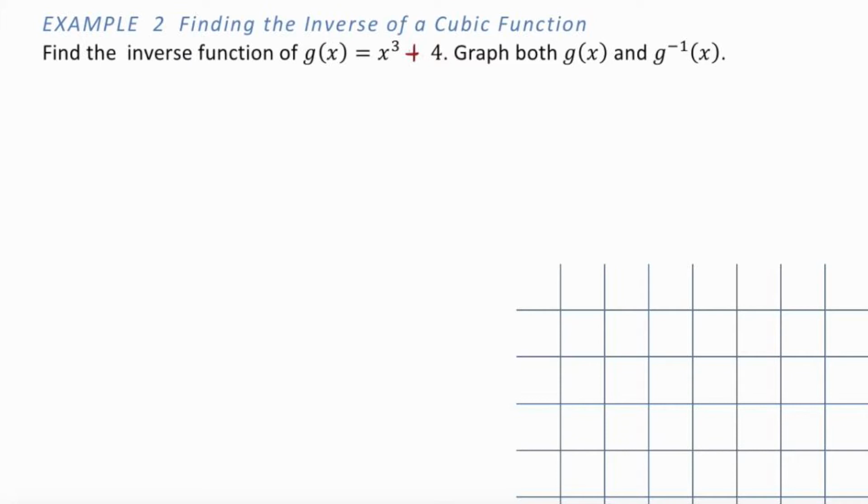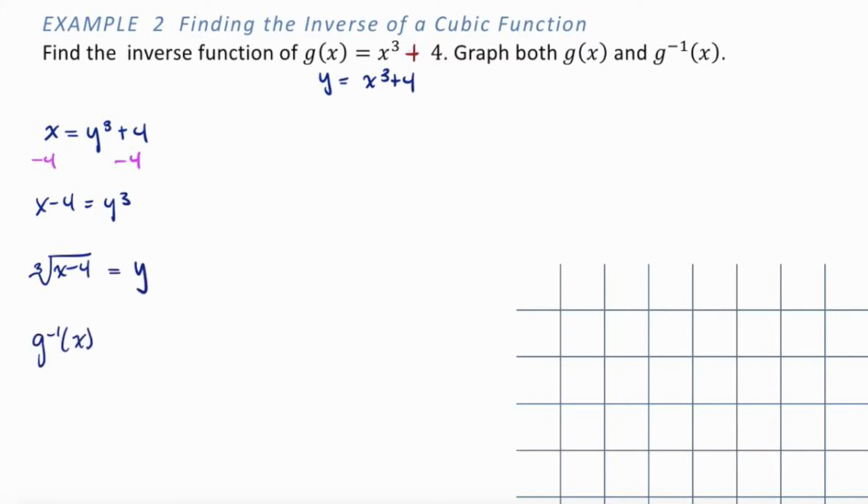So let's rewrite this. We know that g of x can be written as y, so this is y equals x cubed plus 4. To find an inverse, switch x and y. So we have x equals y cubed plus 4. Now we're going to solve for y. We can subtract 4 from both sides, and we have x minus 4 equals y cubed. Then taking the cube root of both sides leaves us with the cube root of x minus 4 equals y. So g inverse of x equals the cube root of x minus 4.